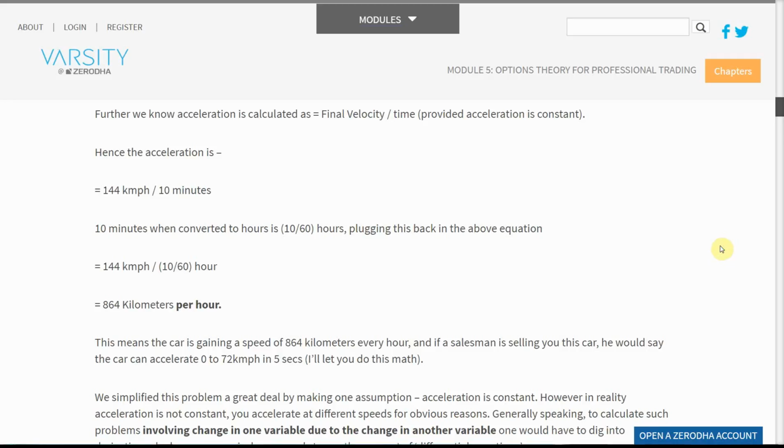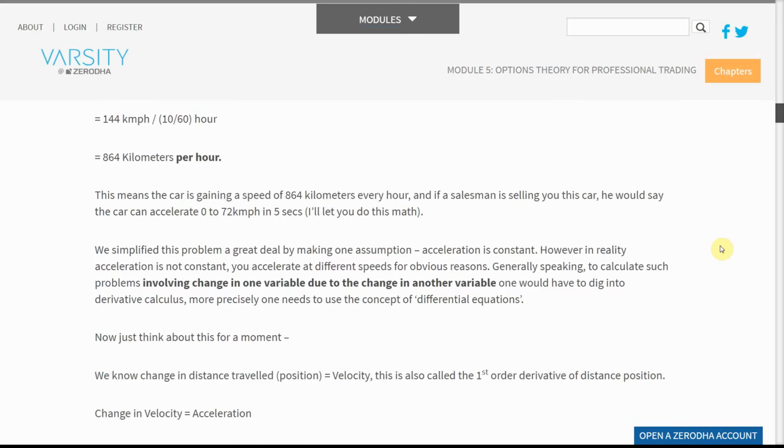Generally speaking, to calculate such problems involving change in one variable due to the change in another variable, one would have to dig into derivative calculus. More precisely, one needs to use the concept of differential equations. Now just think about this for a moment. We know the change in distance traveled, or position, equals velocity. This is also called the first-order derivative of distance or position.